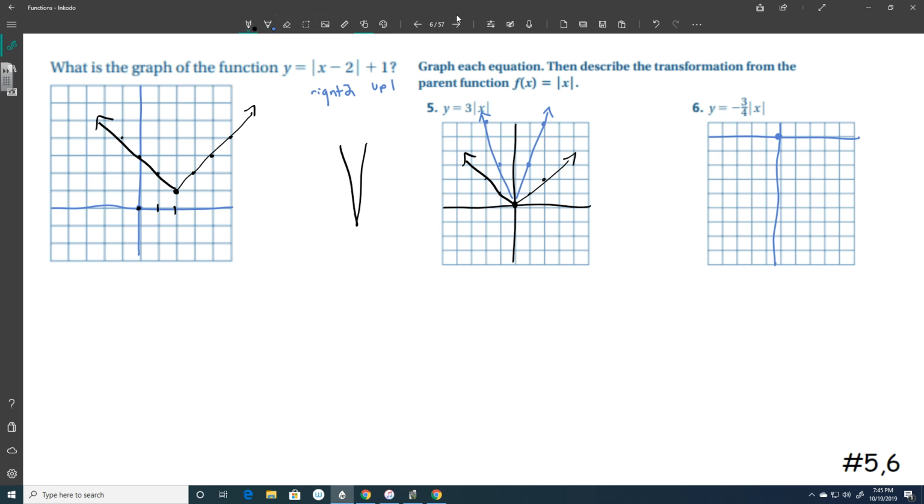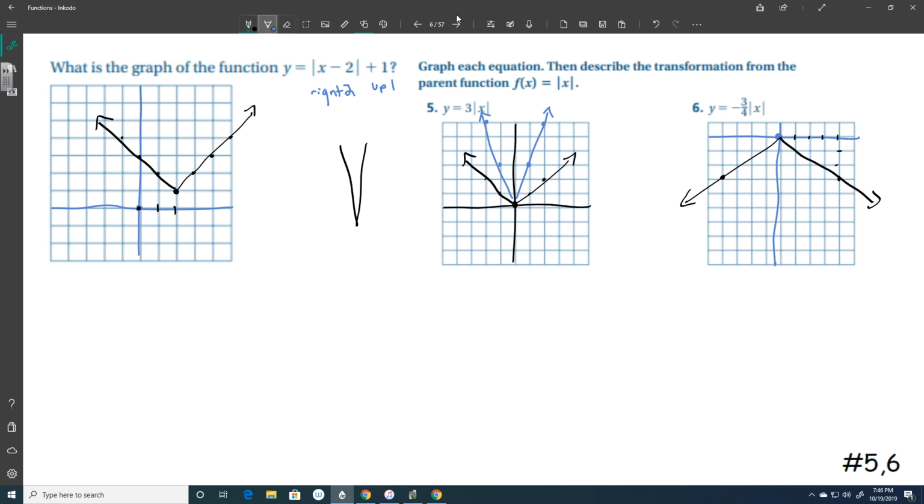And what this 3/4 means is that instead of going over 1 and down 1, since I'm negative, I'm actually going to go over 4. So 1, 2, 3, 4. And I'm going to go down 3. 1, 2, 3. And then I'm going to go over 4 and down 3. So my graph is going to look shorter and wider than it normally would.